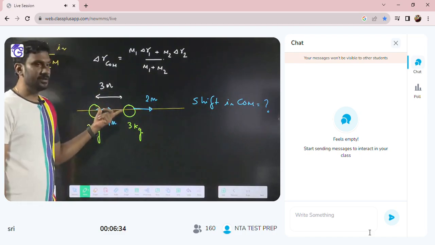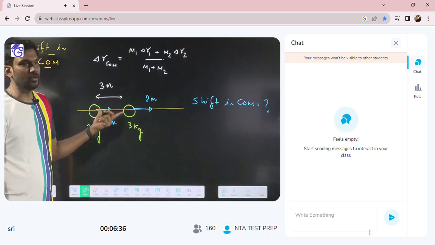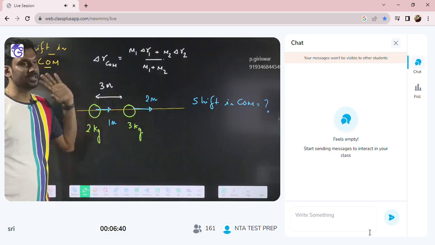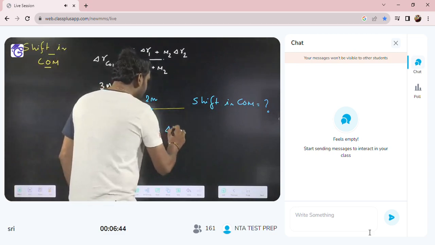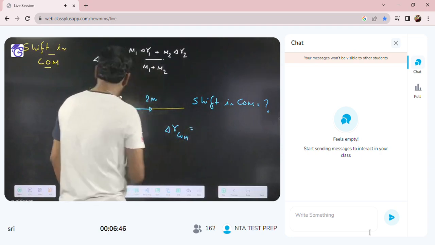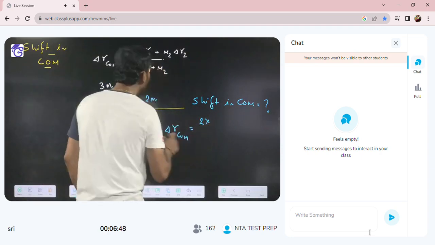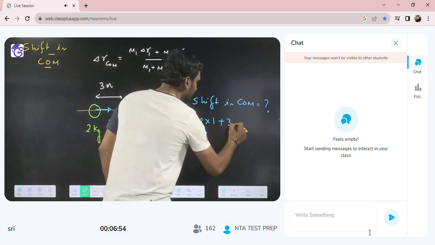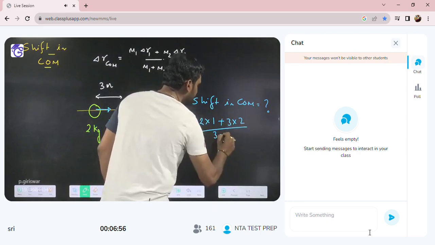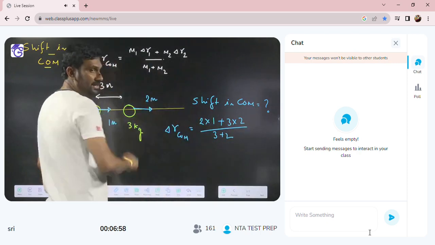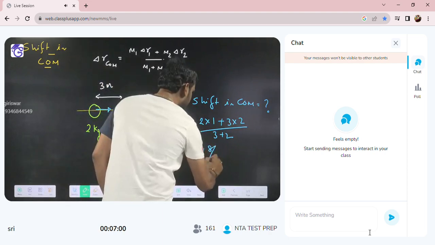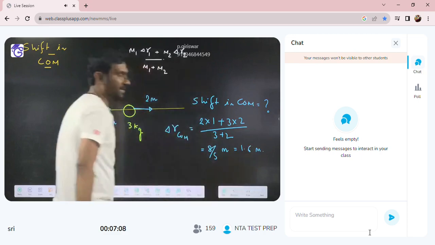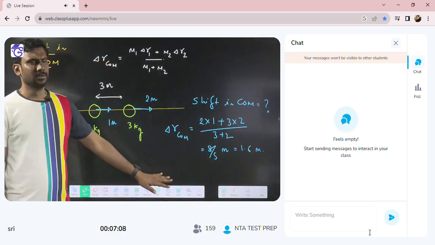See, the separation between the masses doesn't matter because I do not need this data. The data I need is the shifting of 2 kg and the shifting of 3 kg. So I will write directly: delta R center of mass is equal to M1, which is 2 kg, shifted by 1 meter, plus M2, which is 3 kg, shifted by 2 meter, divided by 3 plus 2. So I am getting 8 by 5, so this is 8 by 5 meter or 1.6 meter. That's the answer.